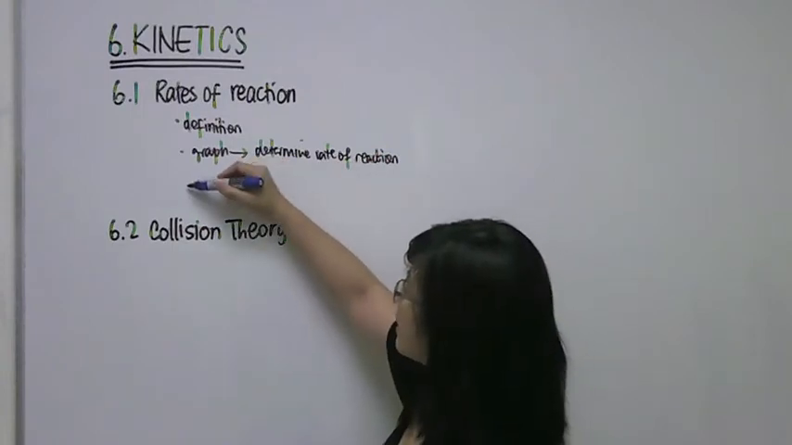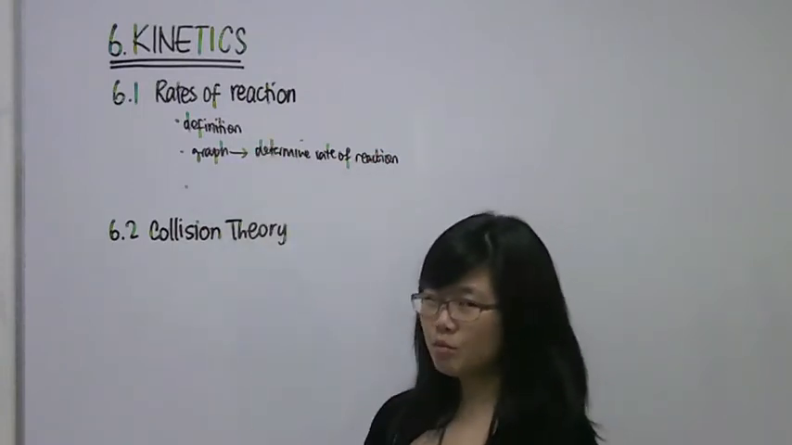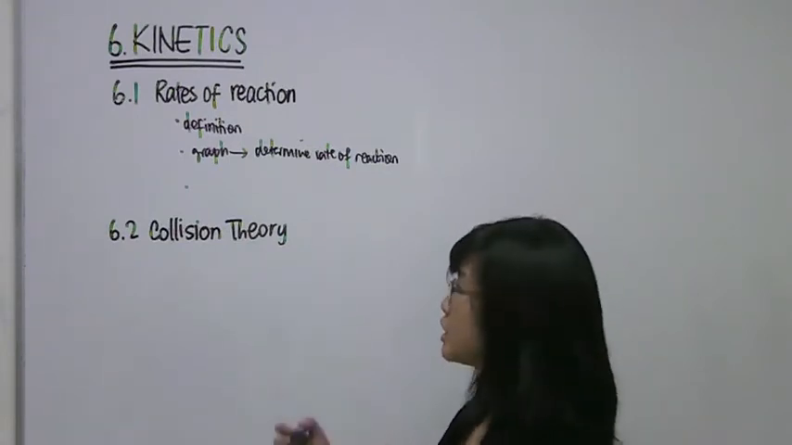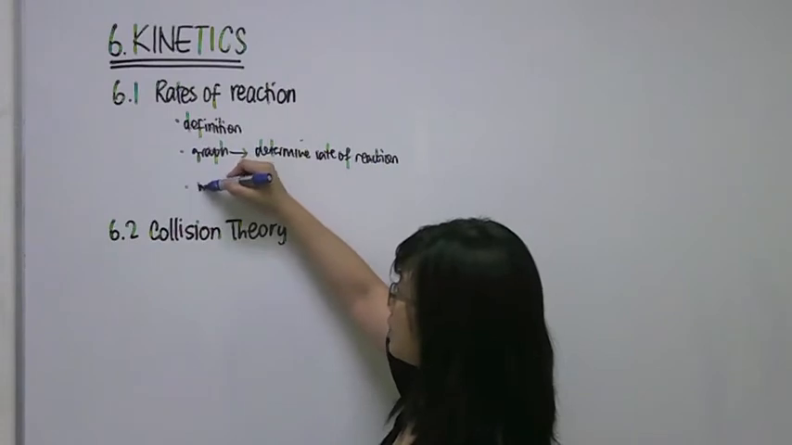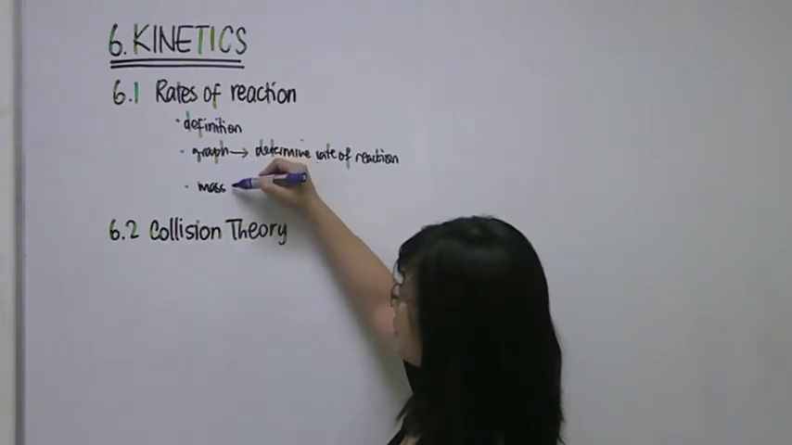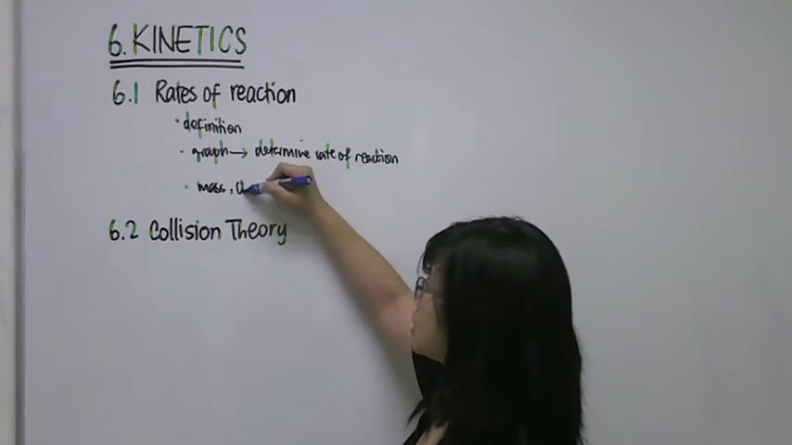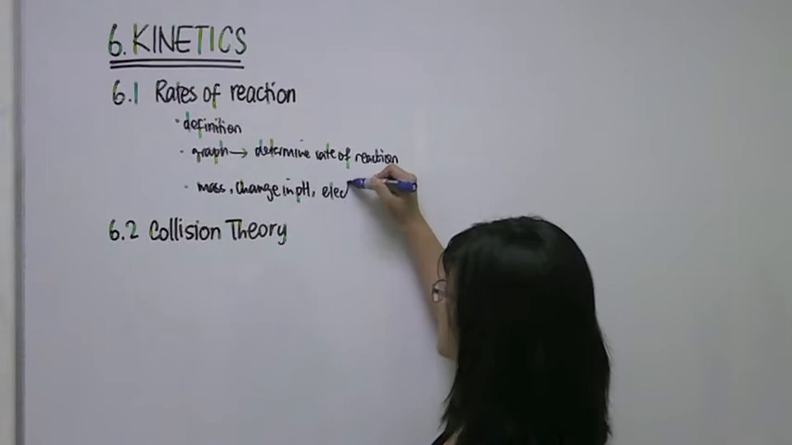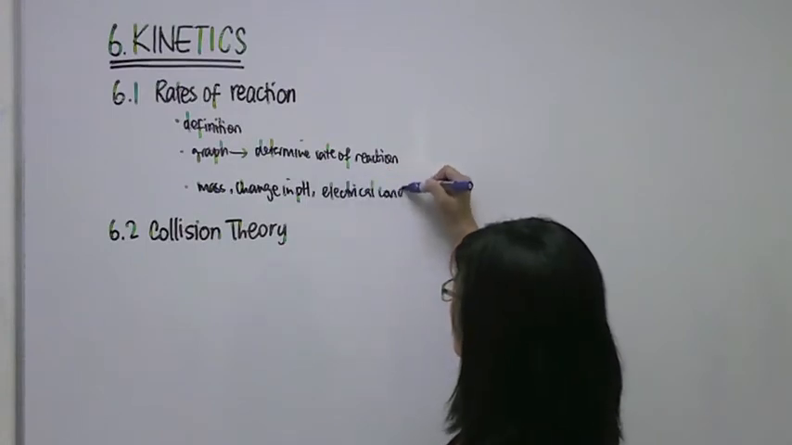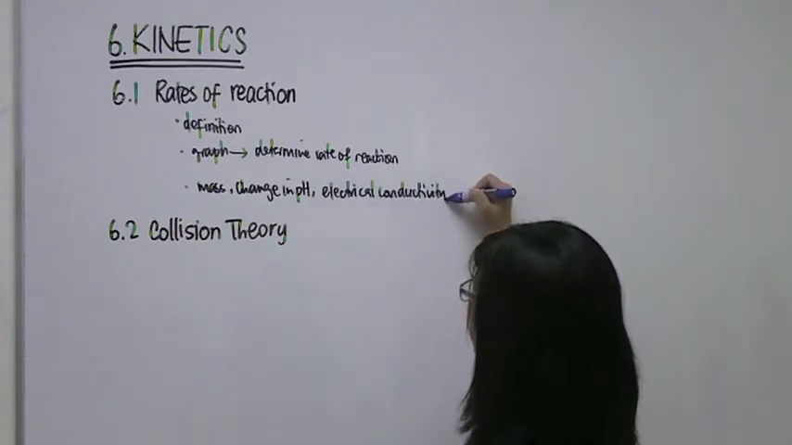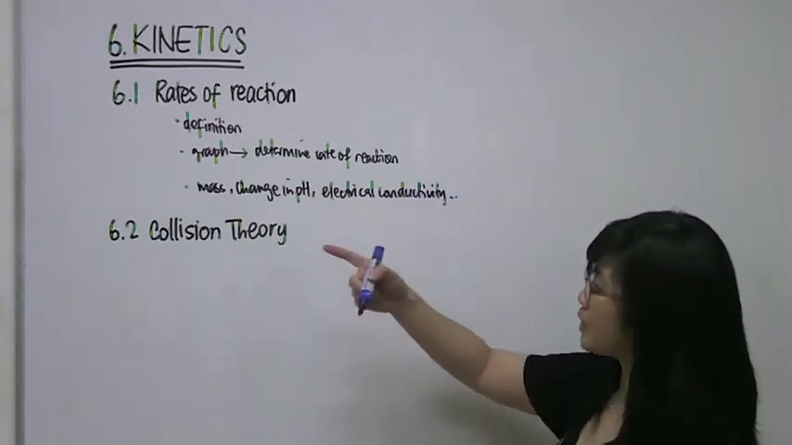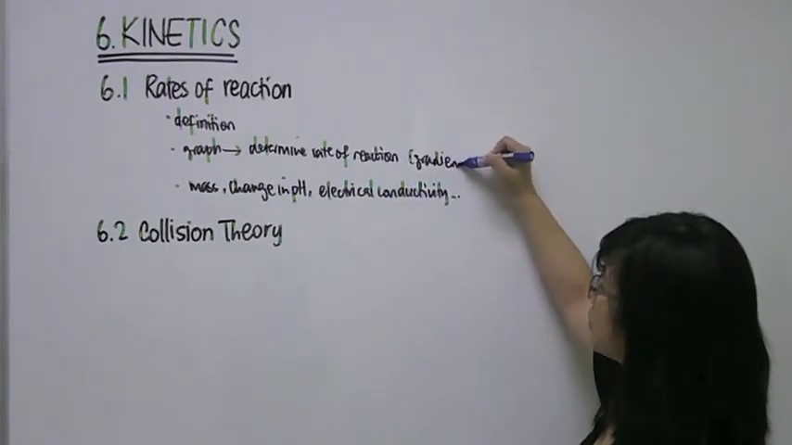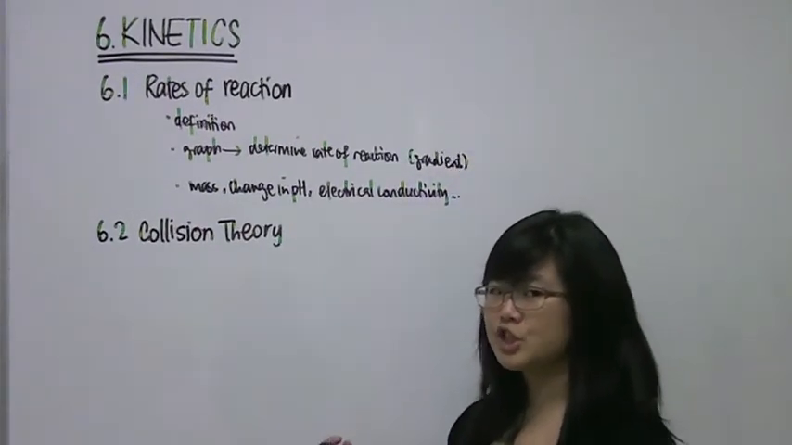Okay, and what properties can you measure other than concentration so that you can know the rate of a certain reaction? So, for example, you can measure the loss in mass, change in pH, electrical conductivity, and so on. Okay? So from the graph, for example, you have to teach them that you will need to use the gradient of the graph to determine the rate of reaction.